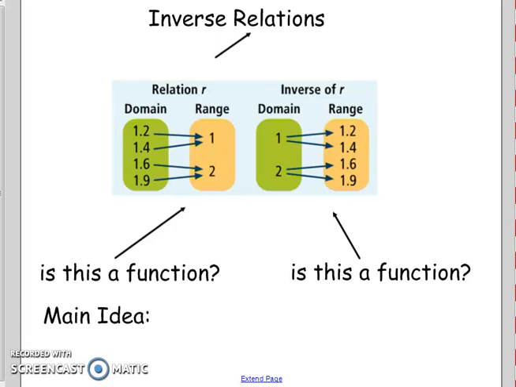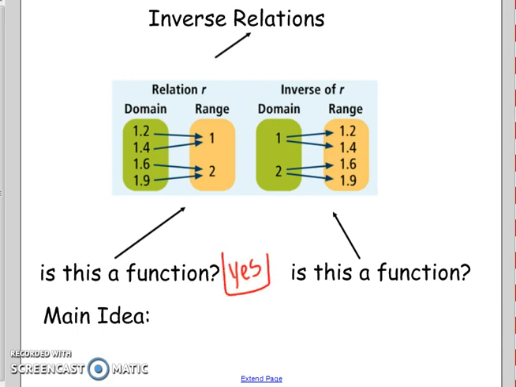The relation on the left-hand side, we want to see if that is a function. So when we look at this mapping diagram, all of the domains are getting mapped to a range, but none of the domains are repeating. So that is a function.